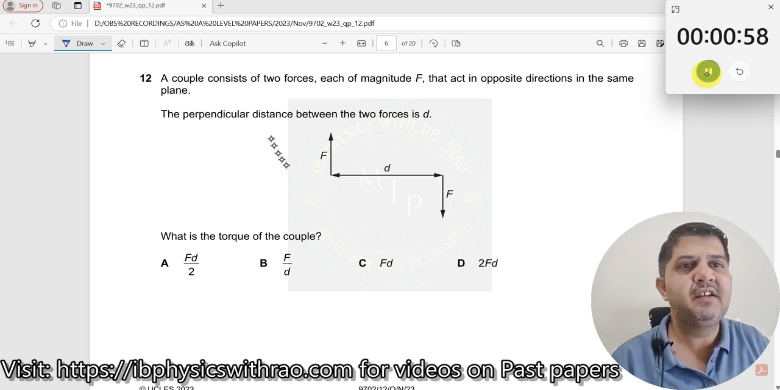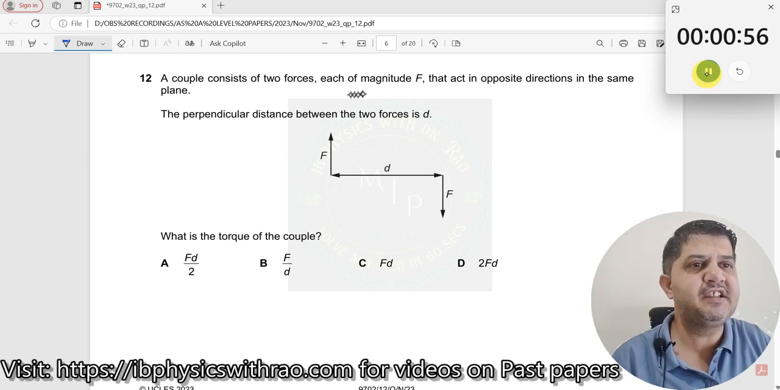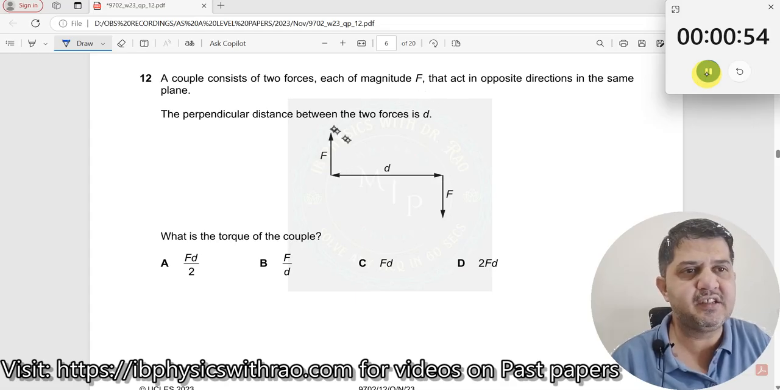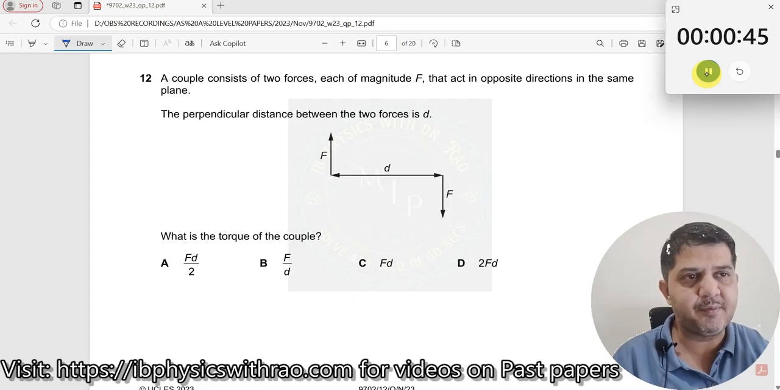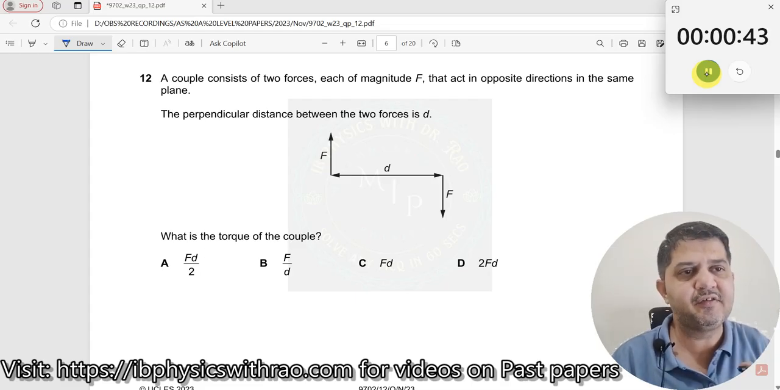Question number 12. A couple consists of two forces, each of magnitude F, that act in opposite directions. The perpendicular distance between the forces is D. What is the torque of the couple? Couple, what do you mean by couple? Two forces which are acting equal and opposite in different directions. So that's what we call a couple.